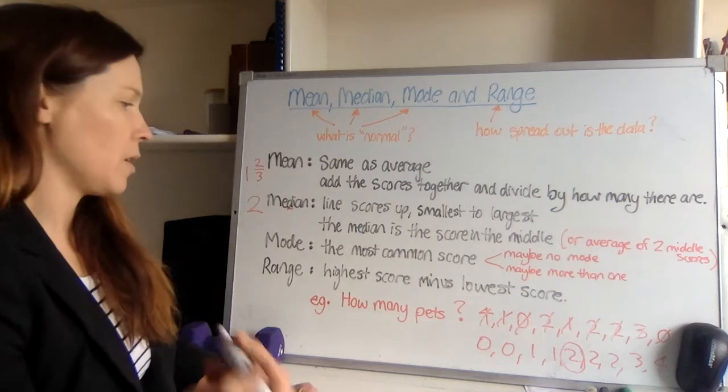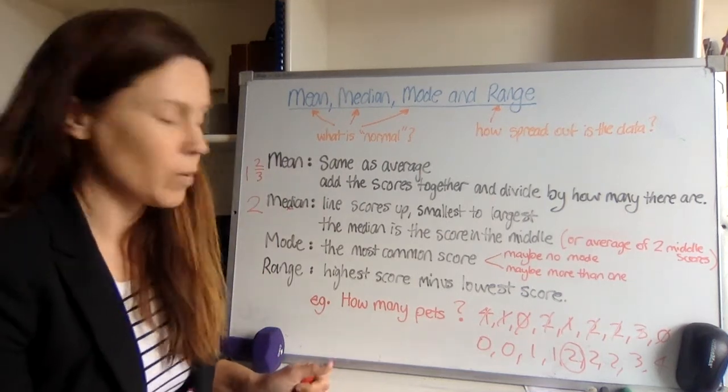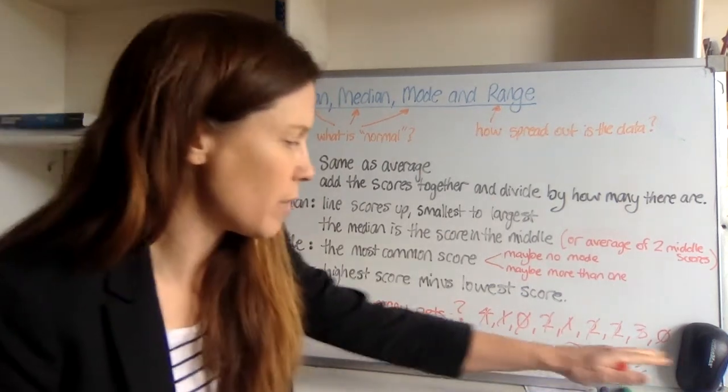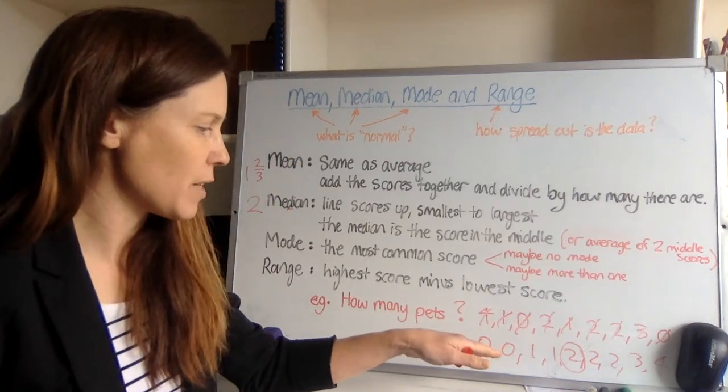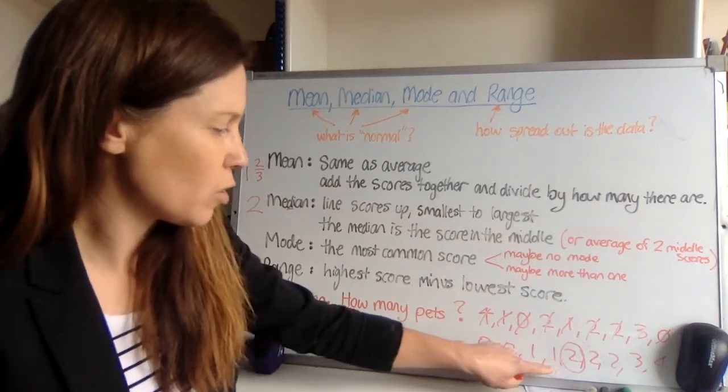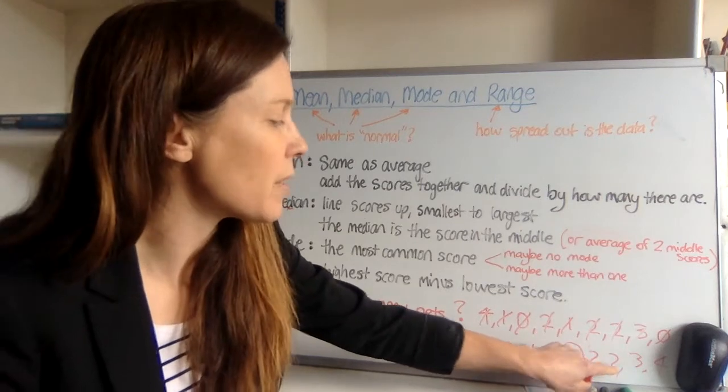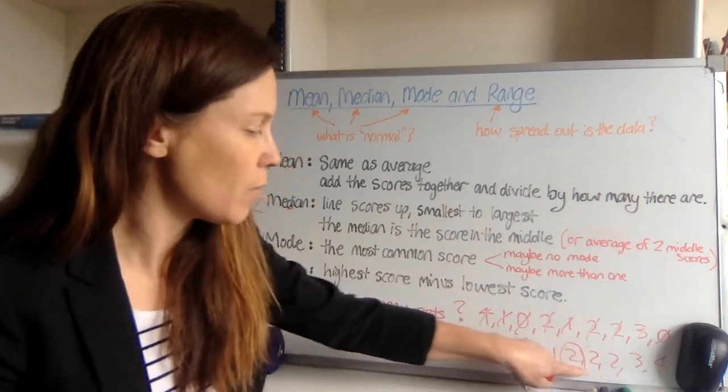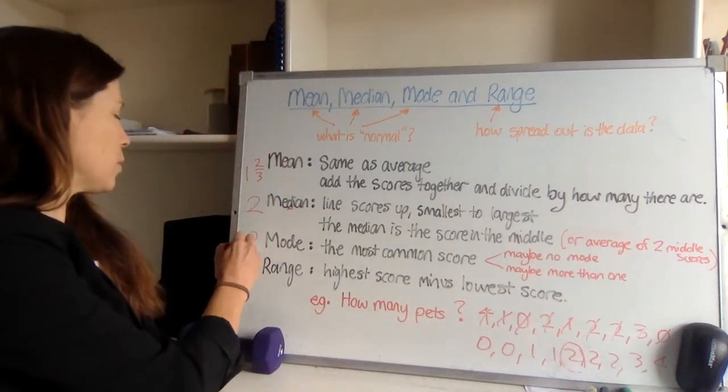That's easy. Mode, what is the most common score? Well, this is easier to spot once you've got them in order because you can easily see how many there are of each one. There's 2 zeros, 2 ones, but 3 people said they had 2 pets. So that's the most common answer, isn't it? So the mode is 2.